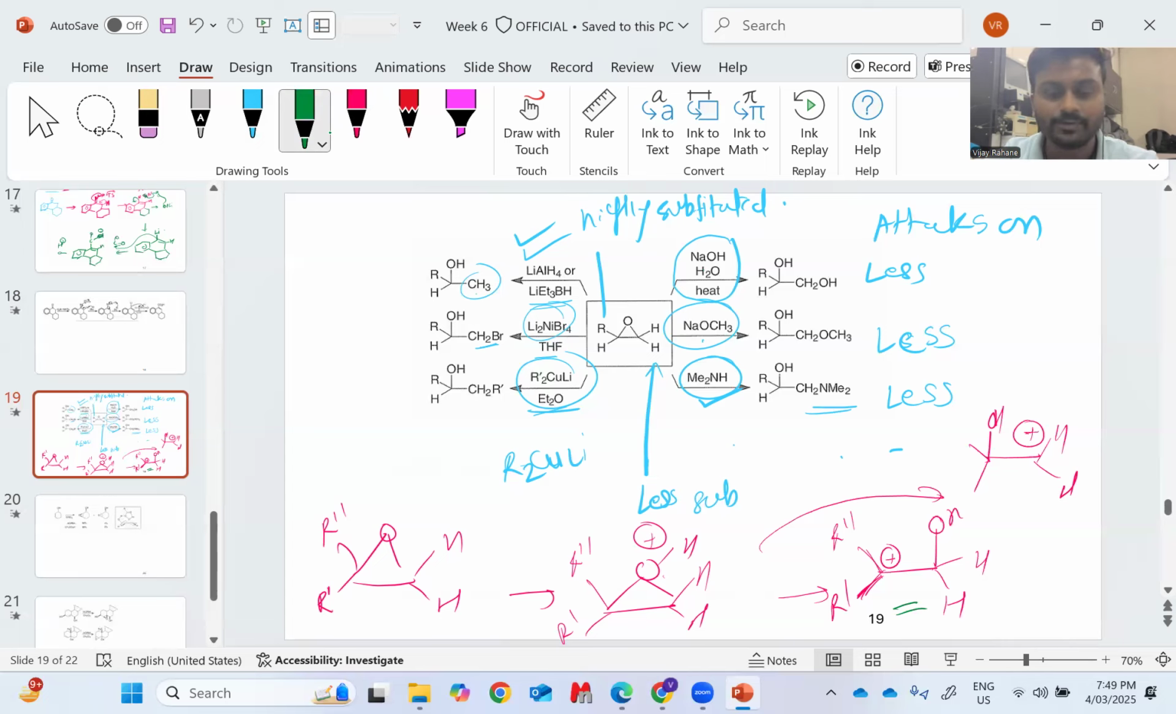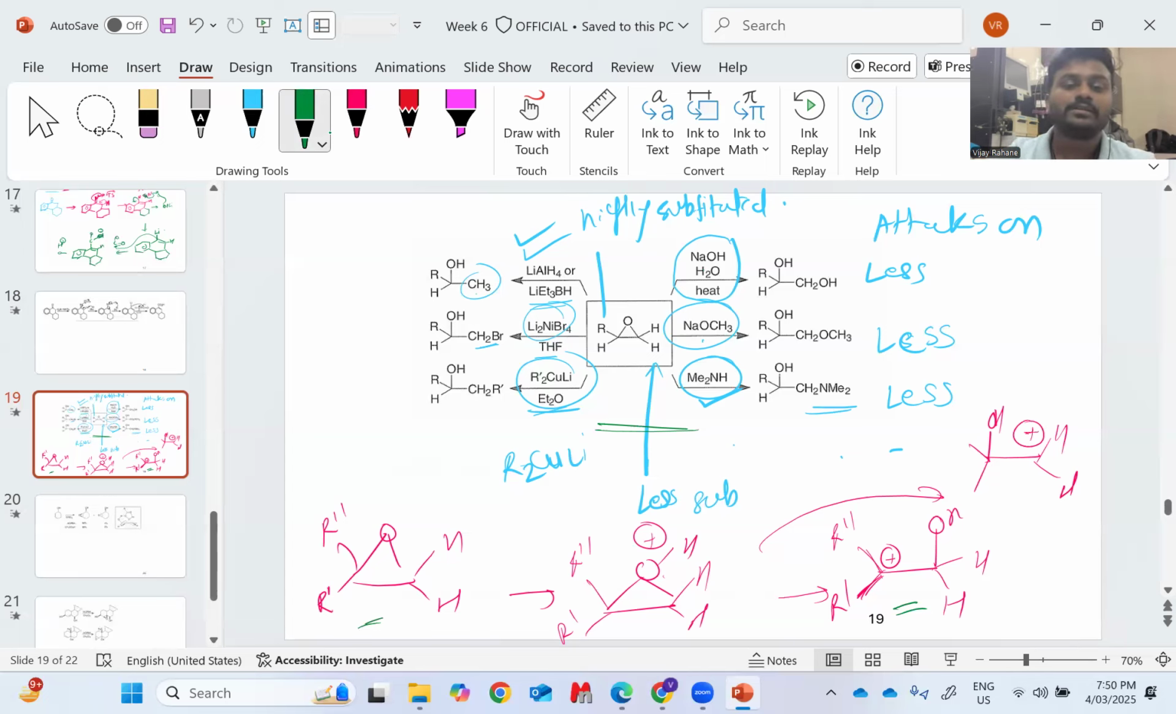So in this way, we can tune the opening of the epoxide, whether using the basic reagent or the acid reagent, depending on what product we require. In this case, we have seen many examples in which the epoxides get opened from the less substituted side, but there are also some reagents by which we can open the epoxide on the more substituted side.